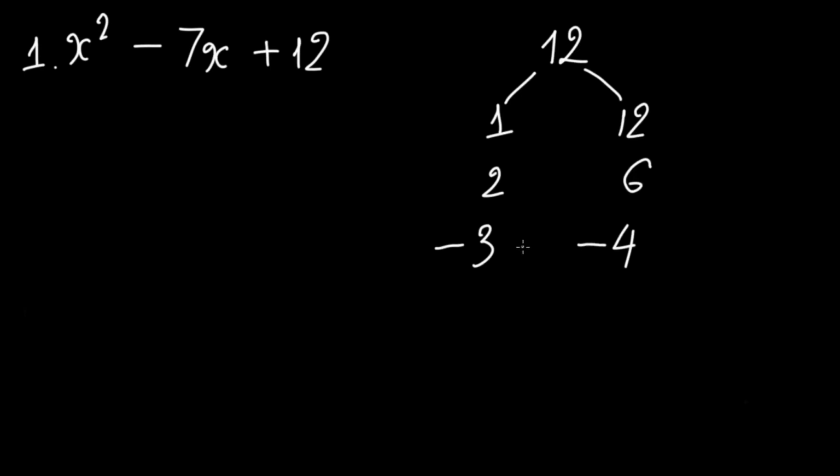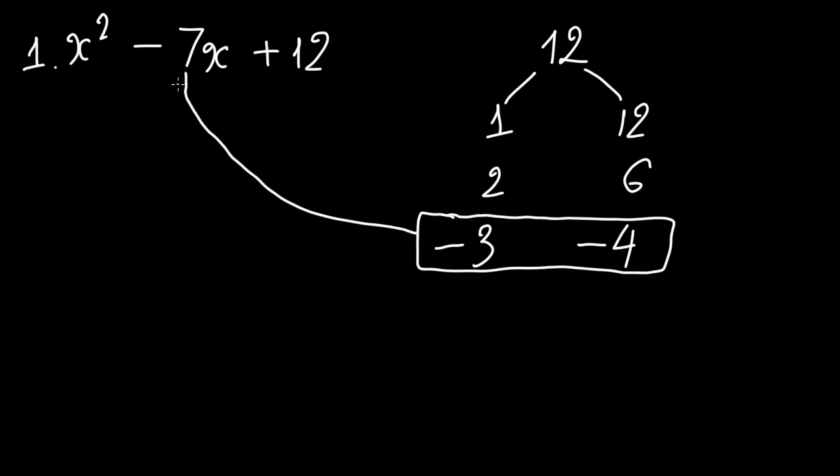What do we see here? Negative 3 times negative 4, we still get positive 12. And then when we add negative 3 with negative 4, we get negative 7 right here. So the final answer is x minus 3 times x minus 4.